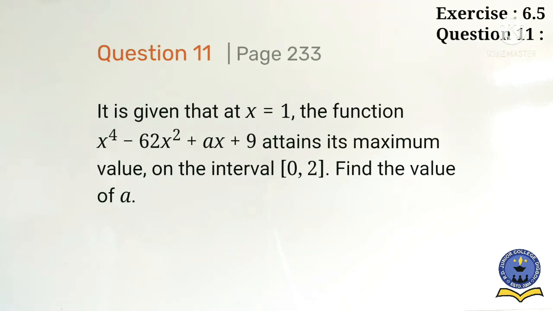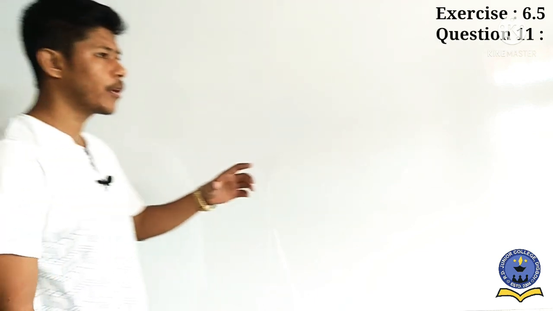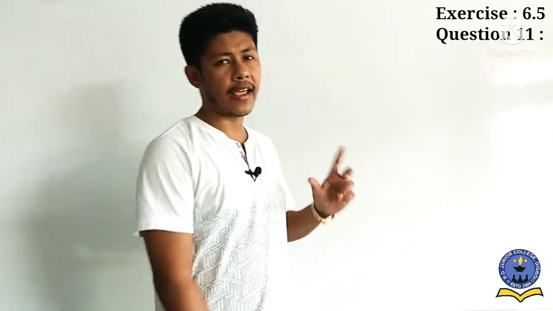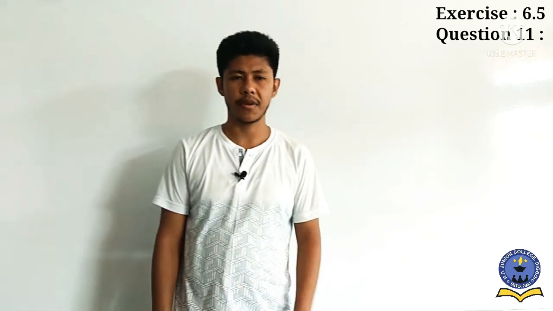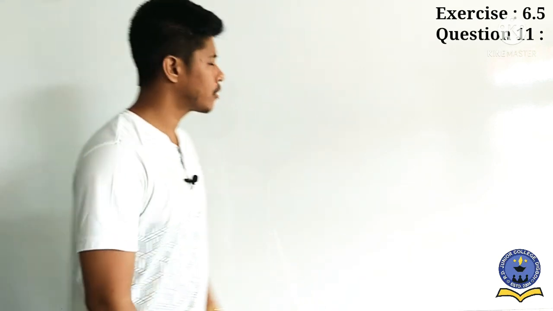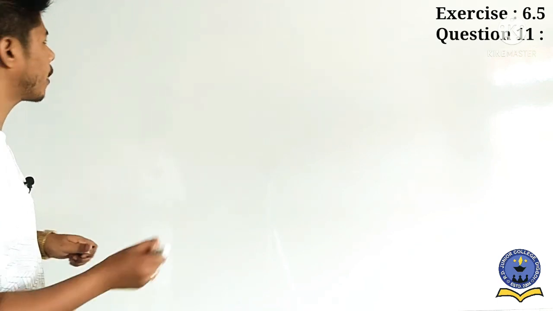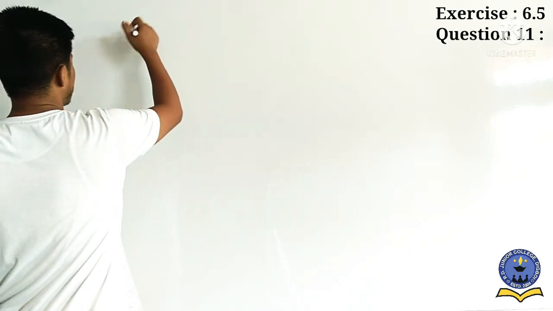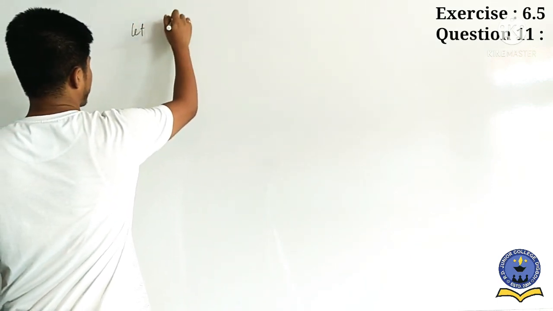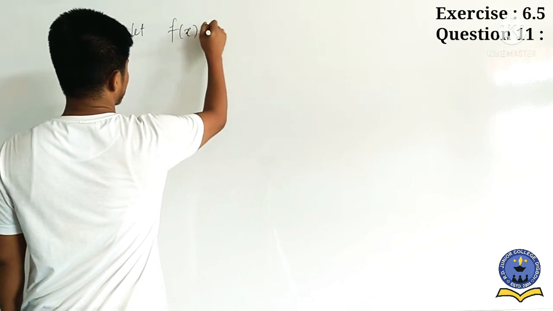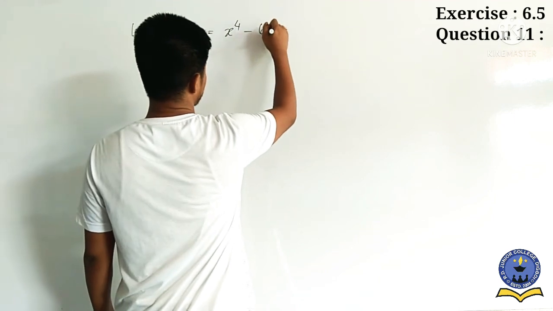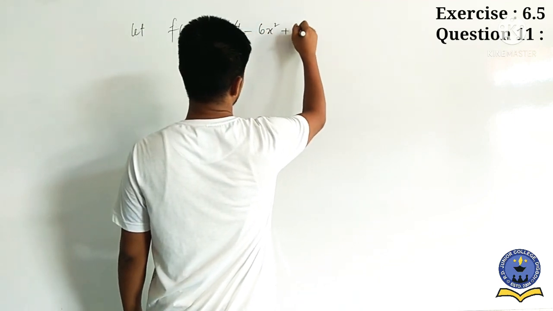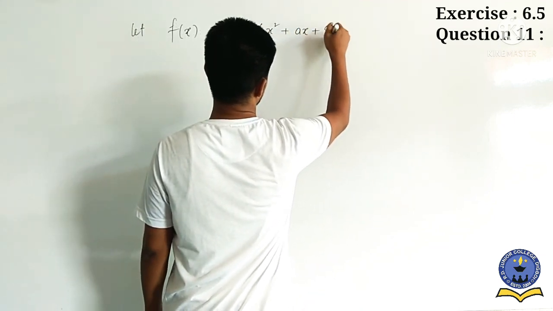So in this question, what is already given? The critical point is given at x equal to 1. At x equal to 1, the given function attains the maximum value. So first of all, we have to consider the function. Let f(x) equal x to the power 4 minus 6x square plus ax plus 9.